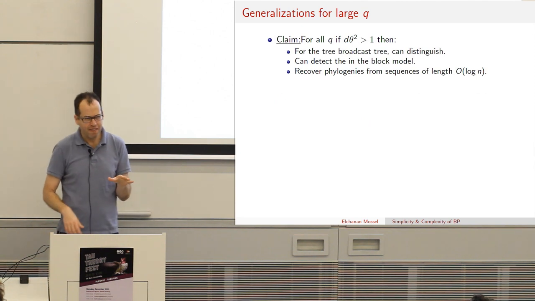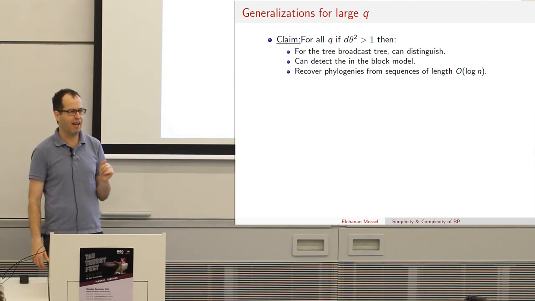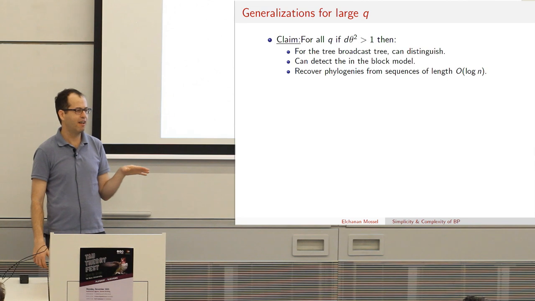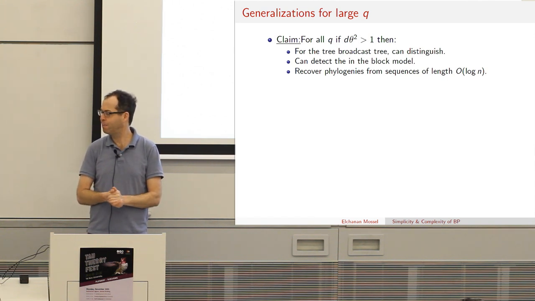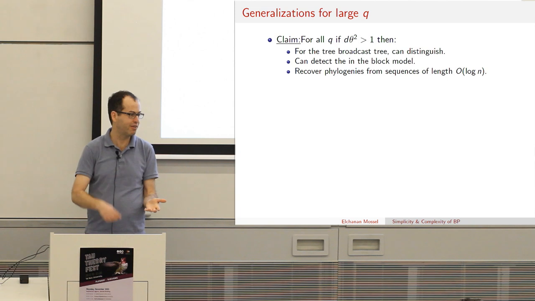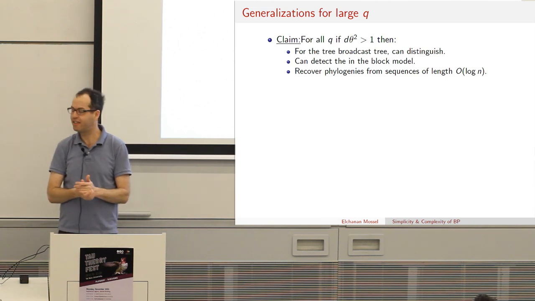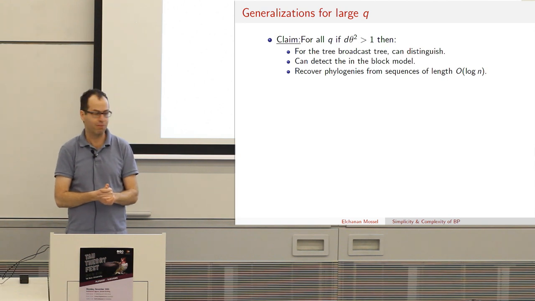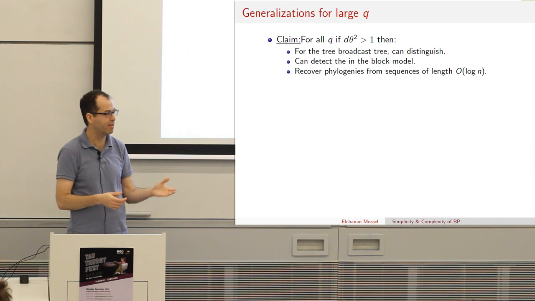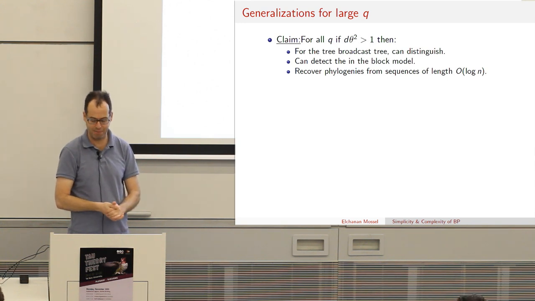Okay, so first of all, there's good news about large Q. Everything that you knew for small q, you also know for large q, for q equal 2. So here's the claim: for all q, if d theta squared is greater than 1, for the tree broadcast process, we can asymptotically distinguish the root, we can detect in the block model better than random, and we can recover phylogeny from sequences of length n of order log n. So everything that we could do before, we can do now with this parameterization.